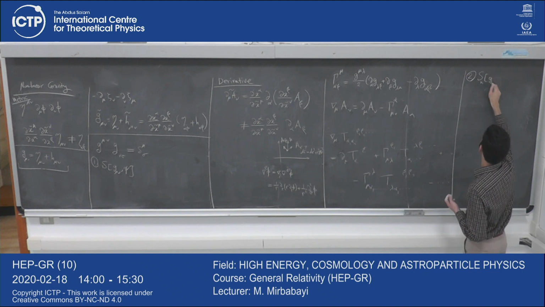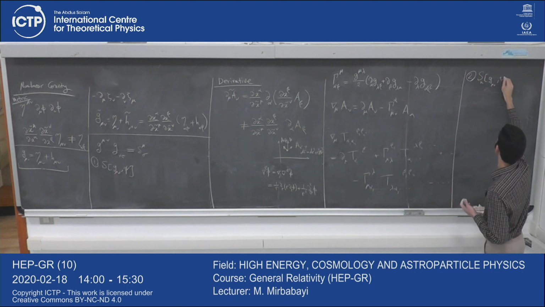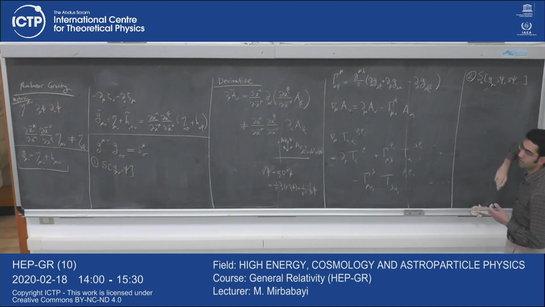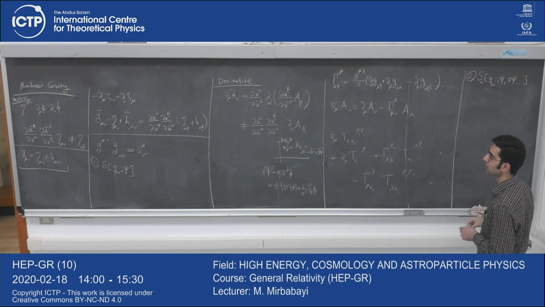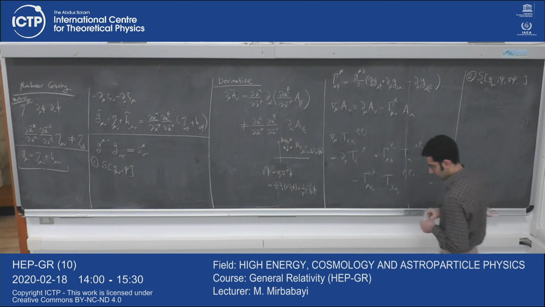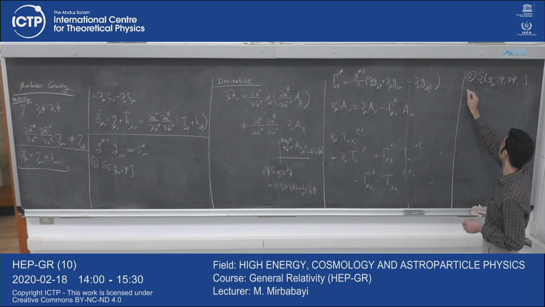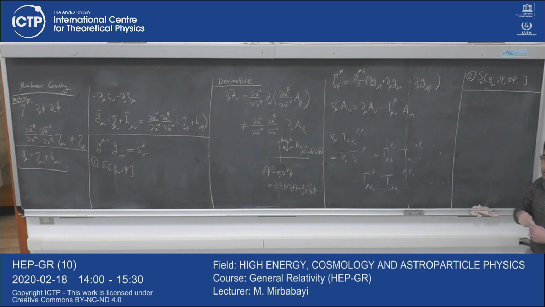The matter action is made of G mu nu, its inverse, psi, its covariant derivative, and maybe higher order covariant derivatives. Obviously, psi can also be a vector field. Now we know how to take its derivative. Finally, the third rule is regarding the volume element. So we construct the action by integrating it over the full space-time.